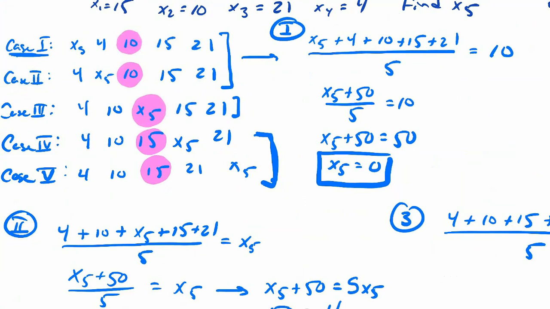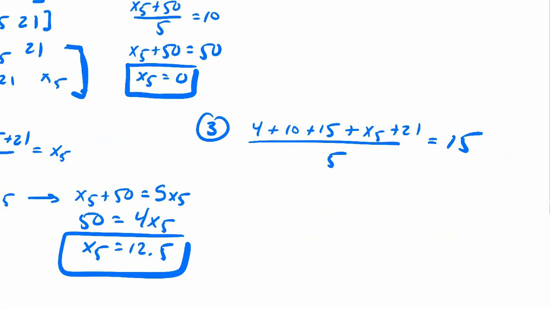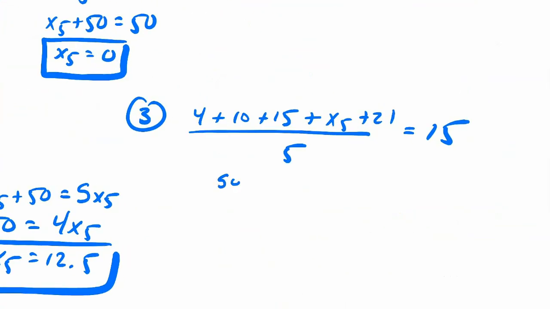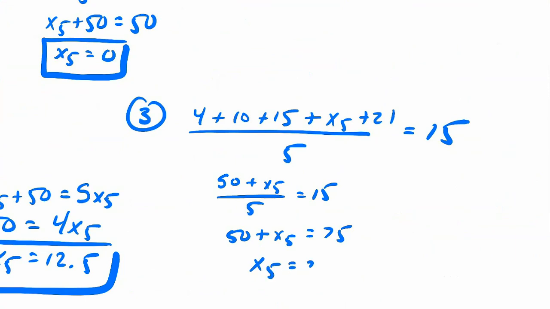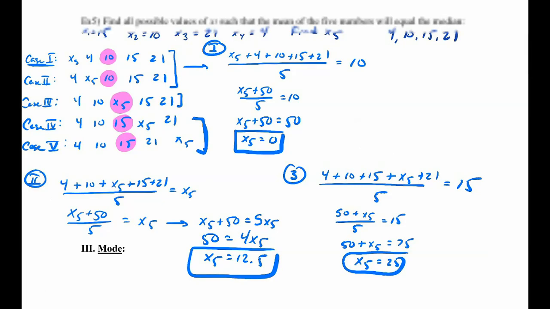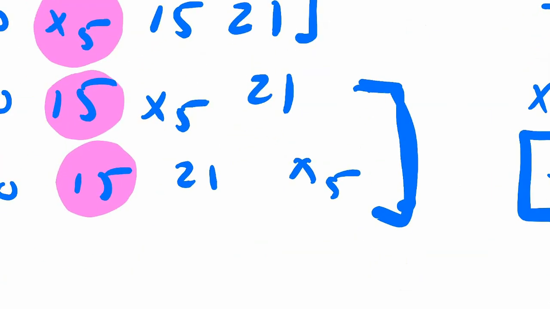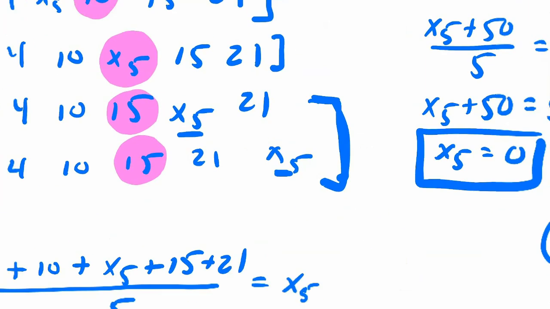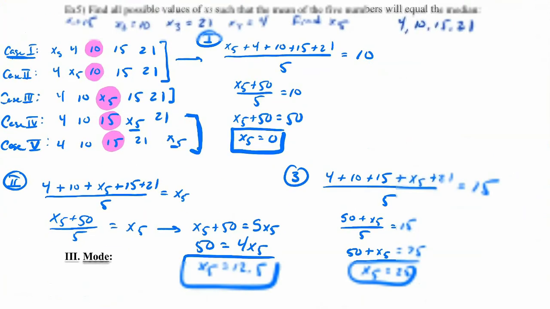And now the last case, when X is one of the larger numbers here, again, I have 50 plus X5 up top. Multiply by the 5, and that's going to be 75 this time. And we get a value of 25, which again is on the upper end of the spectrum here. Okay, no guarantee it's going to be the second to largest or largest. Here it ended up being the largest of the bunch, just the way it worked out.